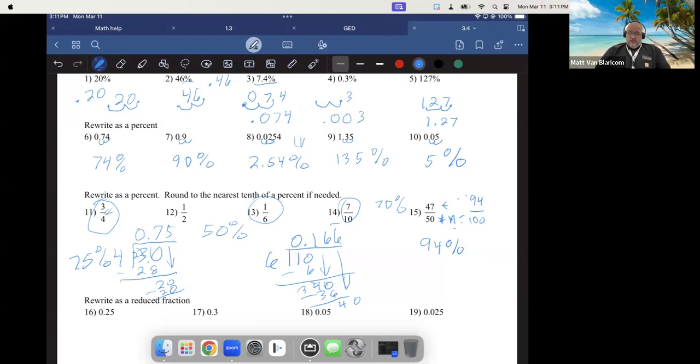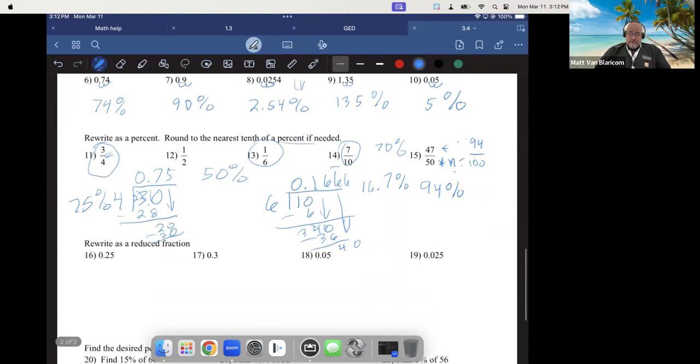So now I need to write this as a percentage. 16.6%. It said round to the nearest tenth, so maybe I should keep going. And then round to the nearest tenth of a percent, that would become 7. Pay attention to the directions. If you do, you'll have a lot easier time.